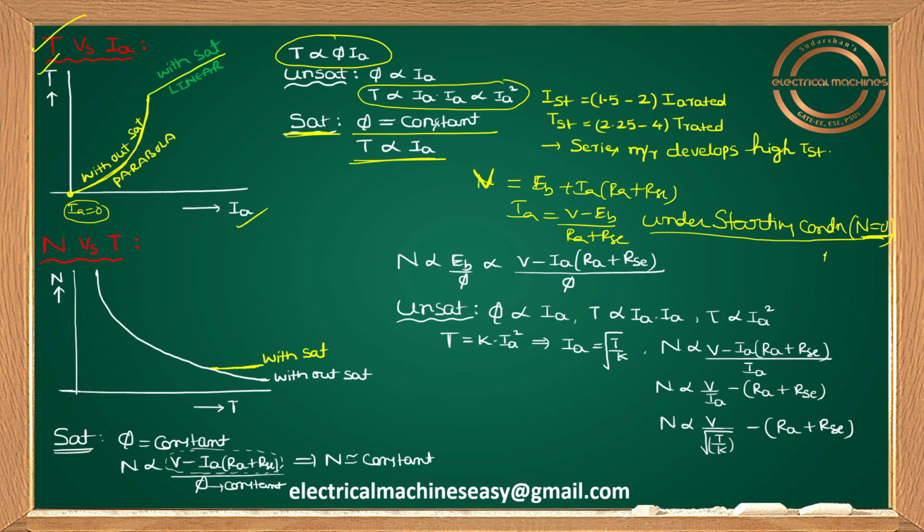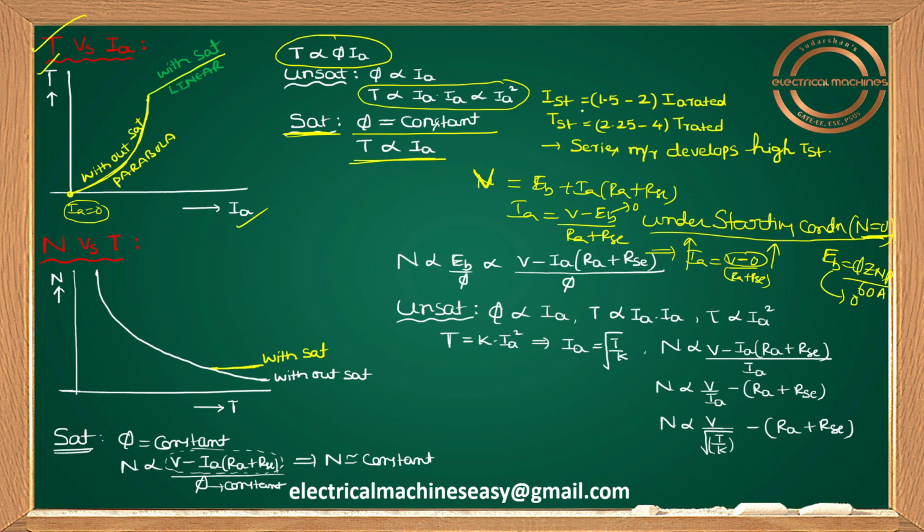Whenever N is 0, what about the back EMF? You know, from Eb equal to phi Z N P by 60A, whenever N is 0, back EMF becomes 0. Whenever back EMF equals 0 here, I can write Ia equals (V minus 0) by (Ra plus Rse). So this minus term becomes 0 here. Therefore, the numerator is increasing a lot, and Ia increases a lot. So please understand, starting condition means your Ia value is very, very large, not small. Starting means N is 0, but Ia is very large.